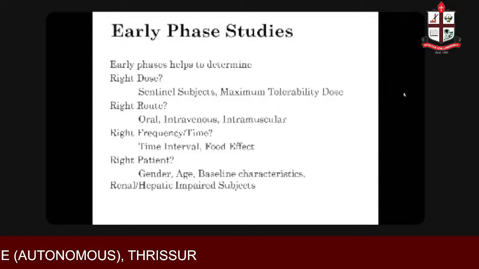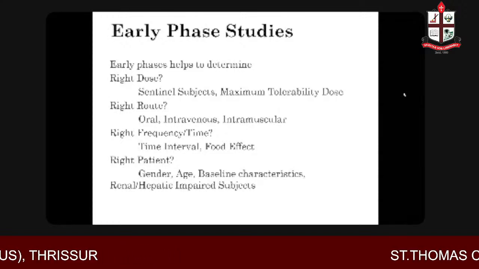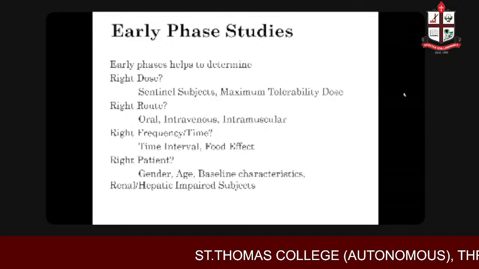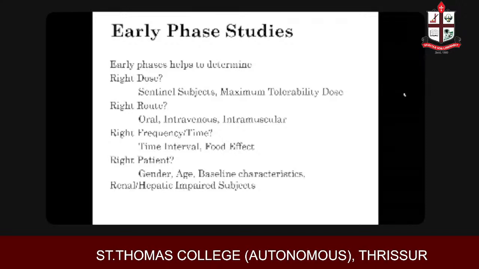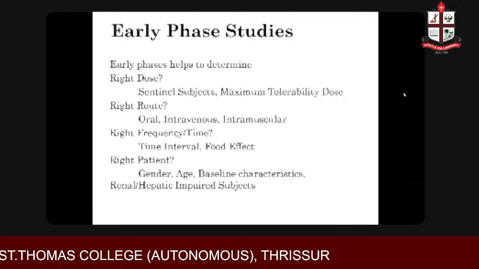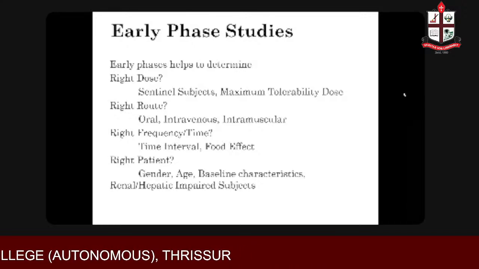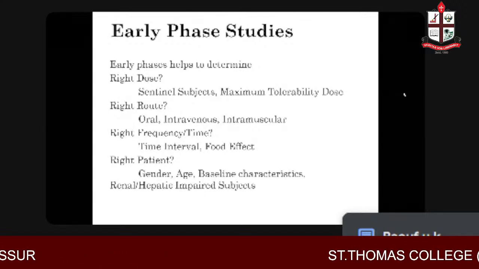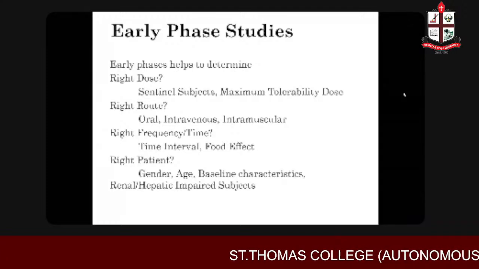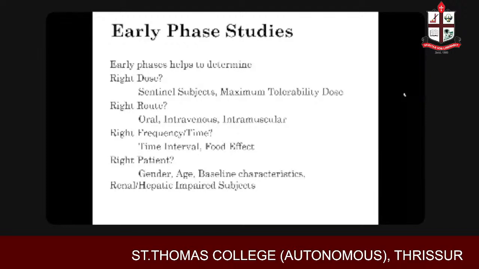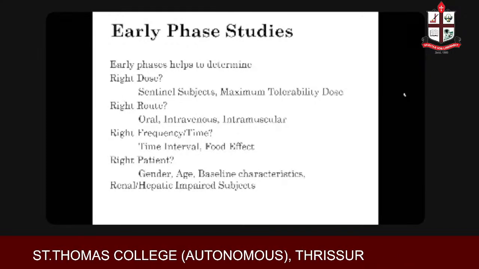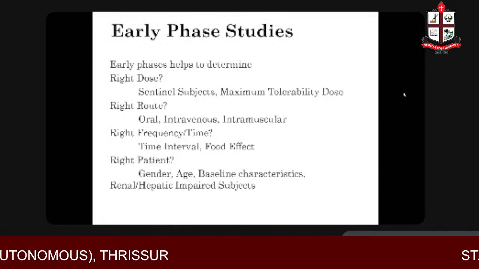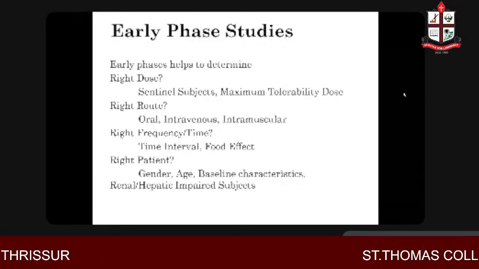And the food effect, whether it should be given before food or after food, which one is effective, we have to find out. So that will be done in this early phase trial. And right patient, are we giving the right patient? Sometimes the drug will work for only male or female, or a particular age group, or some baseline characteristics based on the disease. So our renal group will be there. For example, renal, right? Kidney functions. For some patients, the kidney function may be severely impacted, or a moderate impact will be there. So how do these drugs work on those patients?